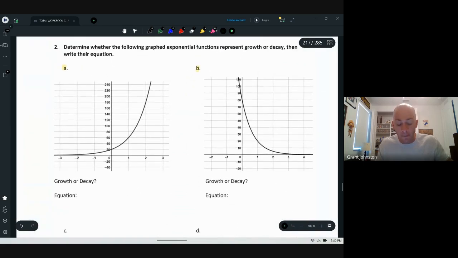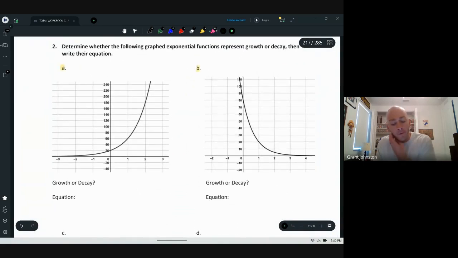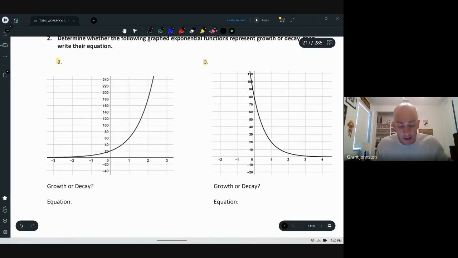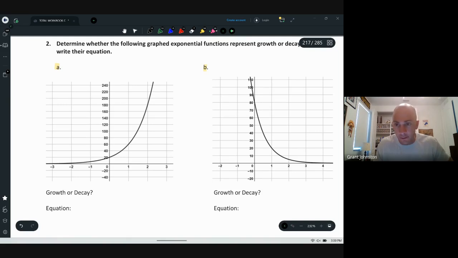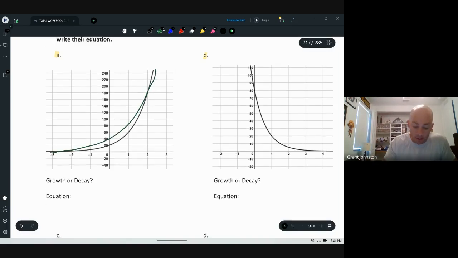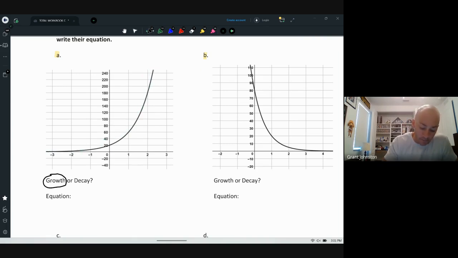Okay. So same thing. Determine whether the following graphs of exponential functions represent growth or decay, then write their equation. All right. So A, I'm looking at this graph. When you read it left to right, it's definitely growth. It's going up, isn't it? That's an increase. That is growth for sure. So I'm going to pick growth.